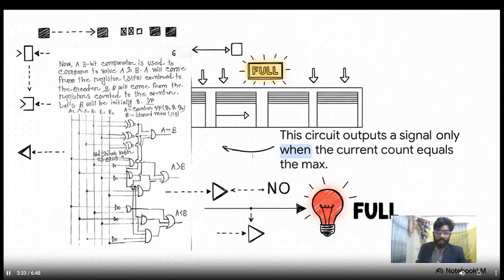And here's the circuit that makes that big decision. Don't let all those symbols in the diagram scare you. All they really are is a bunch of simple logic gates, tiny little yes or no machines. When you wire them up just like this, they produce a single signal. And in this case, that yes signal only comes out when the current count equals the max capacity. That one little yes is what ultimately flips on the full sign.